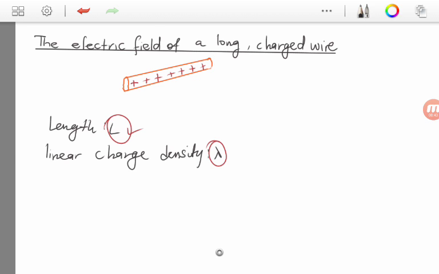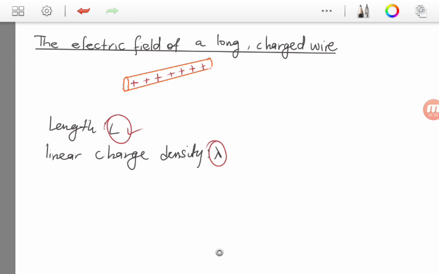In order to do this question, we can do it with a messy integral, a mathematical sort of way. But we can do an even simpler method using Gauss's law. Gauss's law will help us to find the electric field due to this long charged wire.